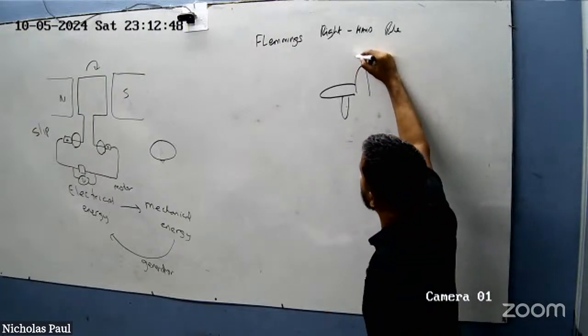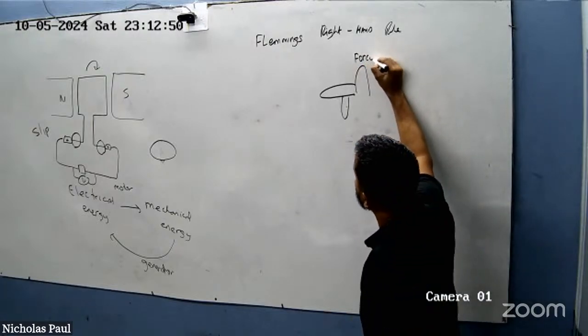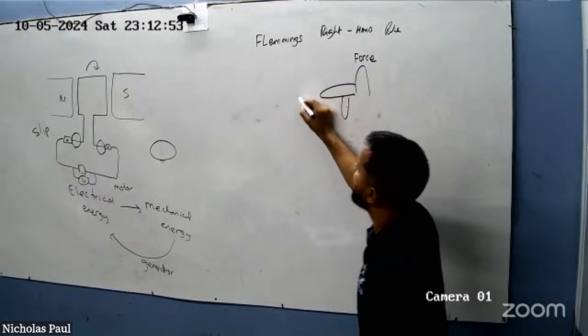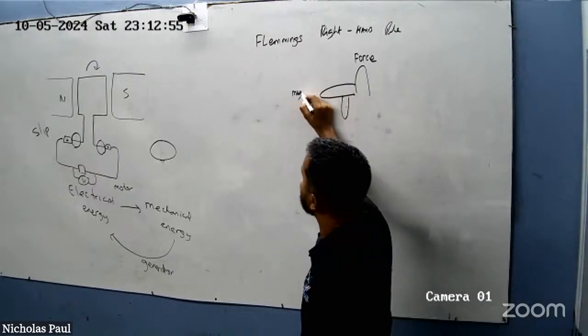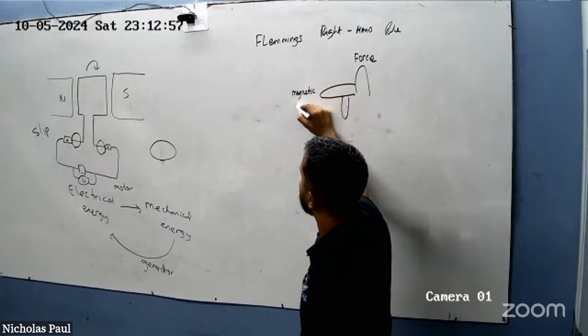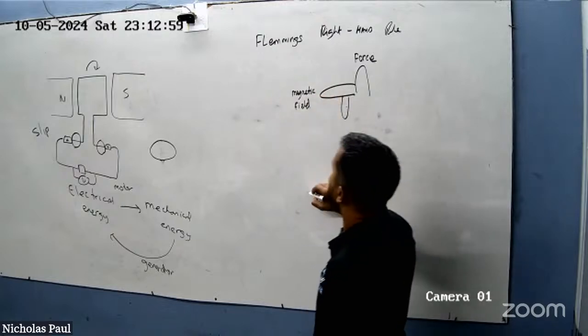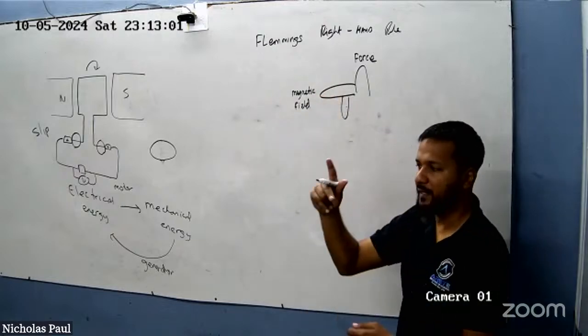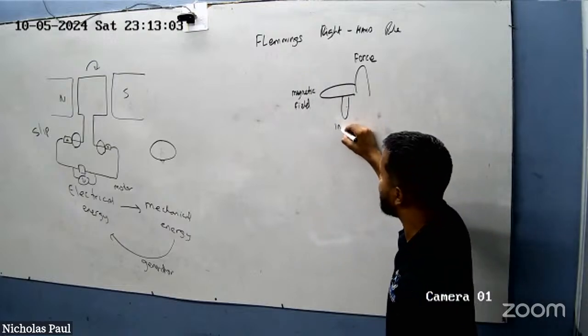The thumb is the force being applied. Your first finger is the magnetic field. And your middle finger is the induced current.